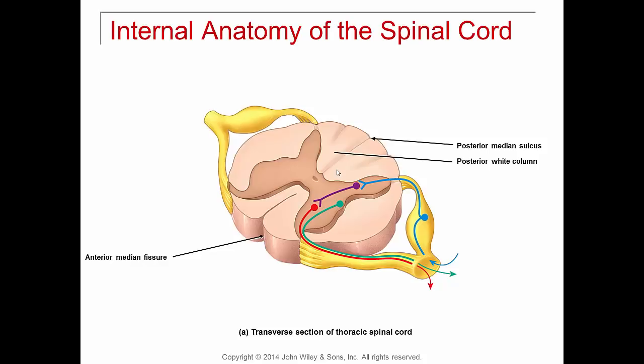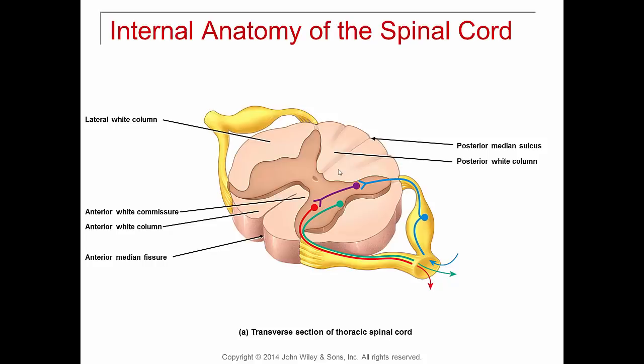You can see that we have 3 columns within the white matter. Again, this is mirrored on both sides of the spinal cord. There's a posterior, a lateral, and an anterior white column. Within each one of these columns, there will be groups of either ascending or descending tracts that are bundled together because they have similar functions or serve a similar area of the body.